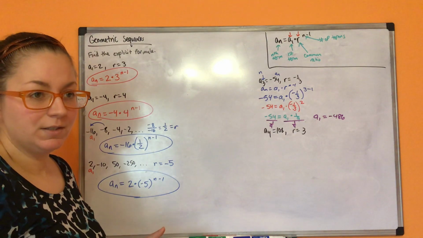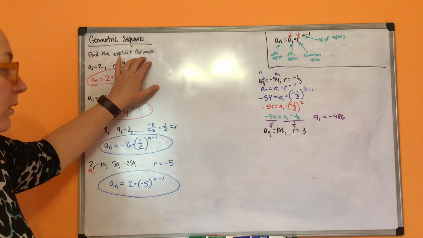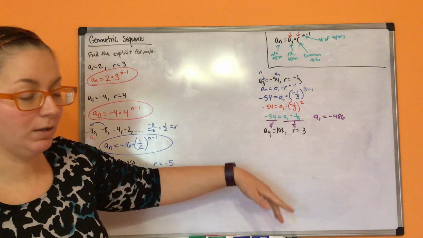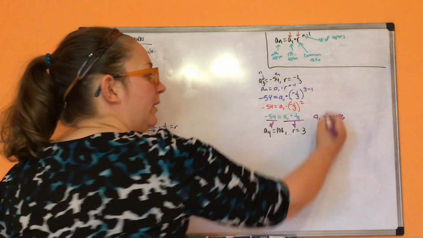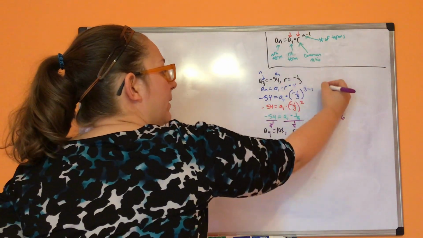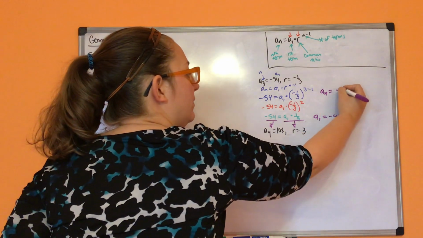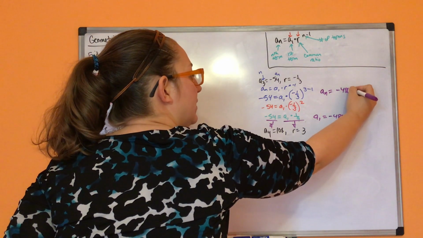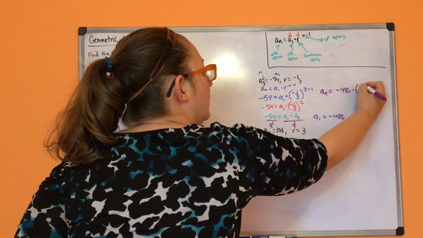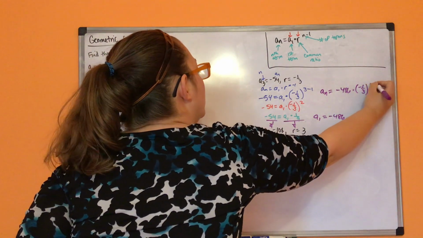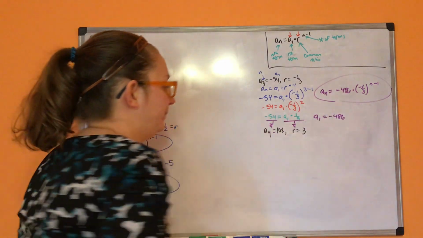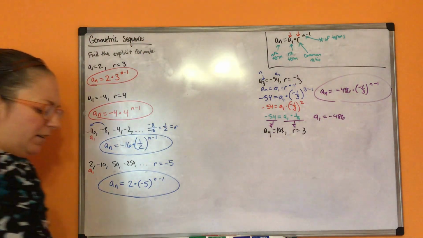They didn't just ask us to find A1, they want us to write the whole formula. So we have everything we need, we just need to write it out. So my final answer is going to be my formula with A1 and R filled in. AN equals that A1 I just found, negative 486, times my R, negative 1/3, to the n minus 1 power. Let's try another one like that.